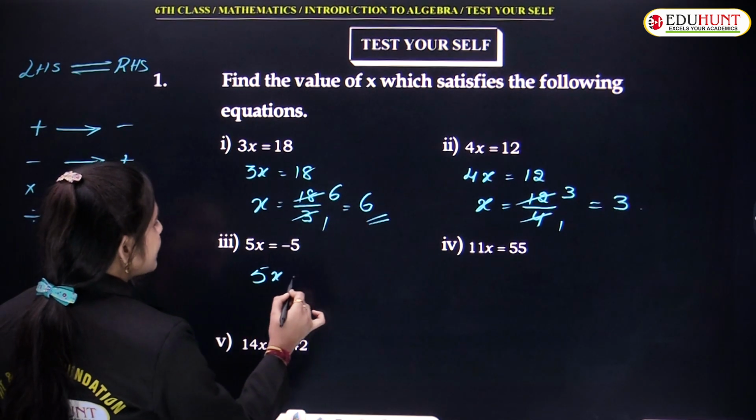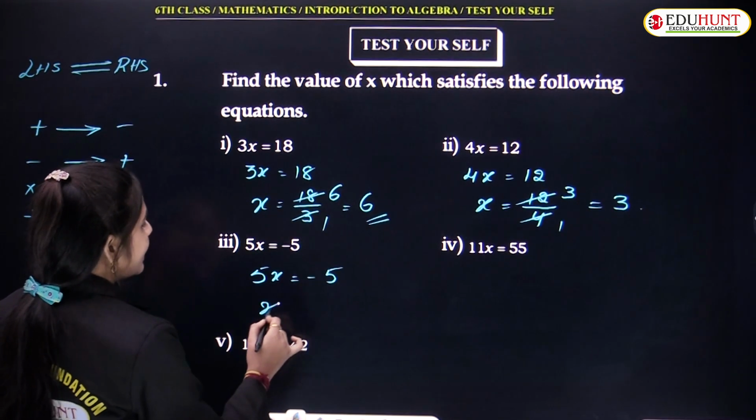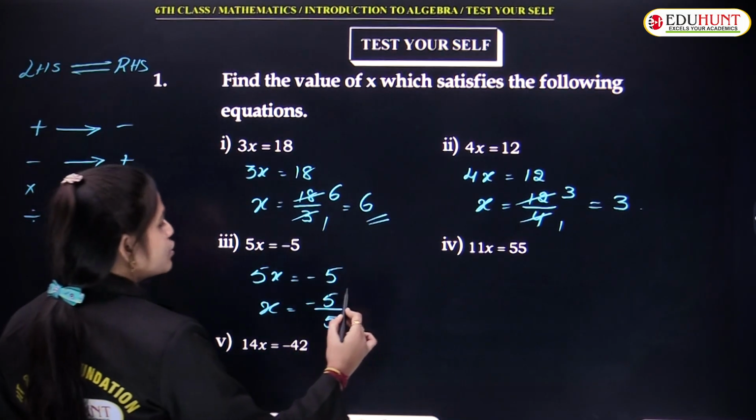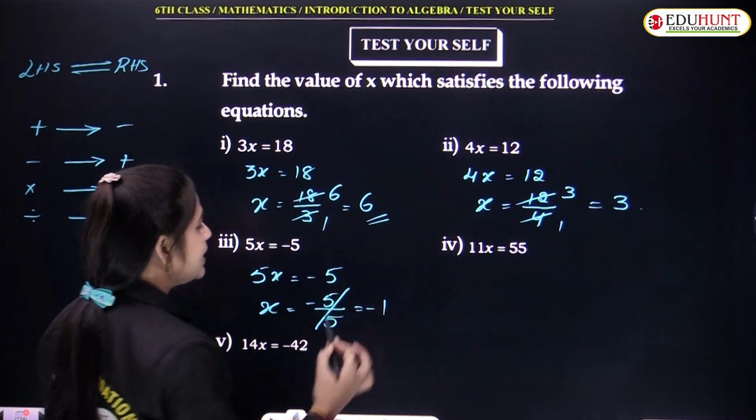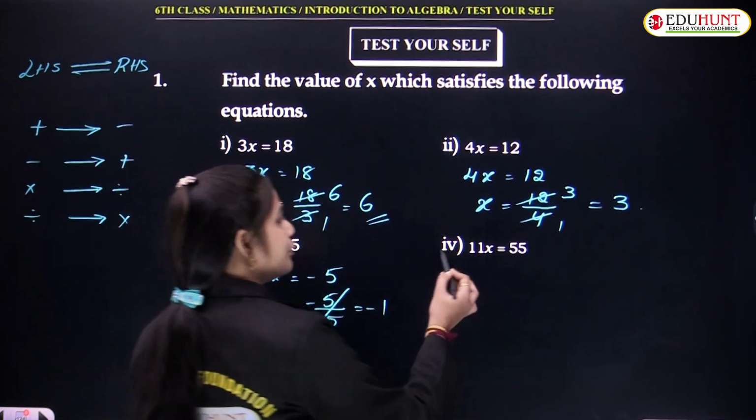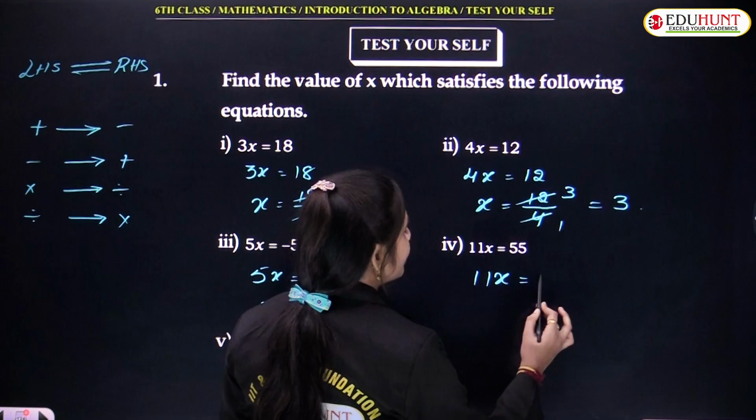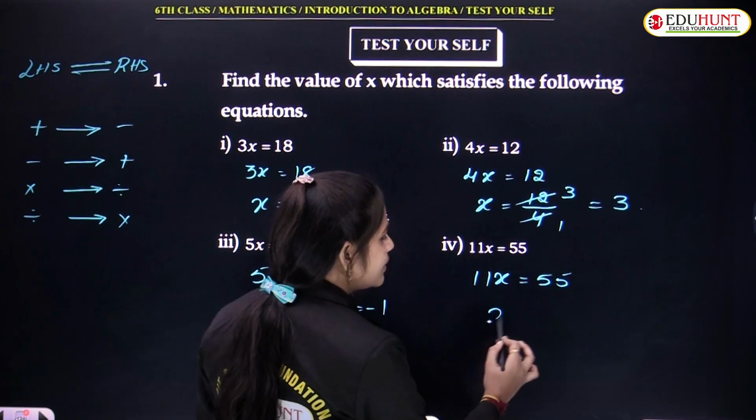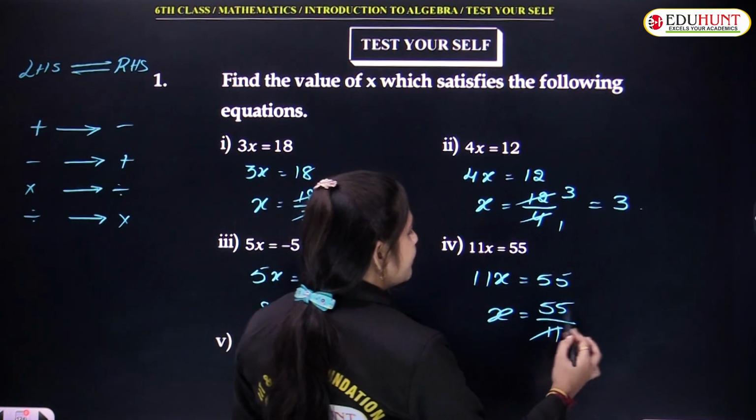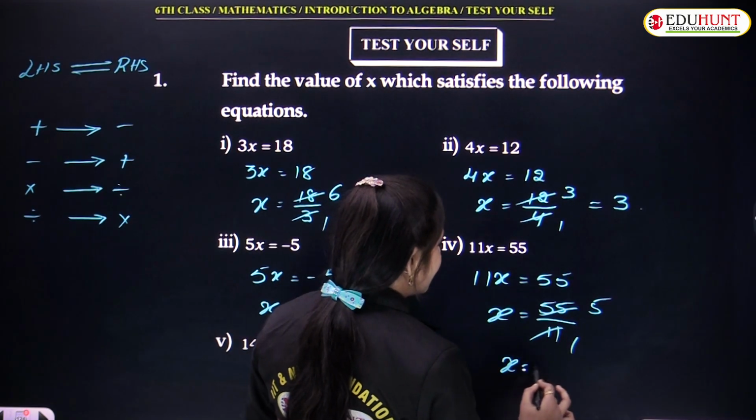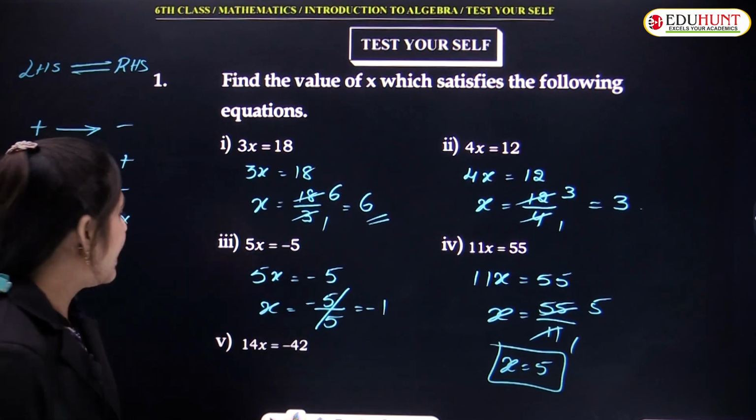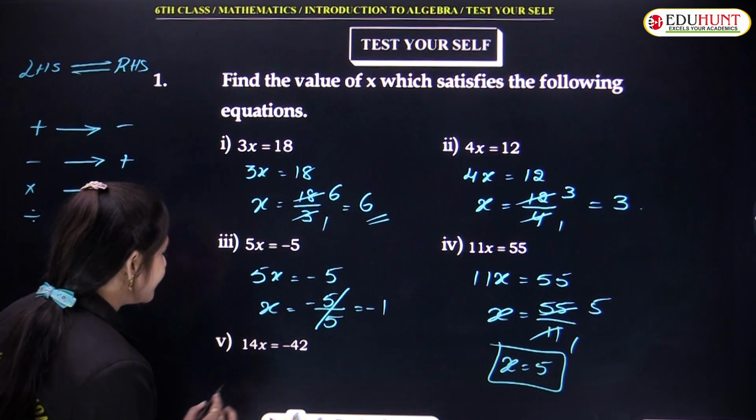Next, 5x is equal to minus 5. Then x is equal to minus 5 by 5. All are in multiplication only, so 5 and 5 get cancelled. Finally, the answer is minus 1. Next, the fourth one: 11x is equal to 55. Then x is equal to 55 by 11. 11 ones are 11, 11 fives are 55. Finally, the value of x is 5.